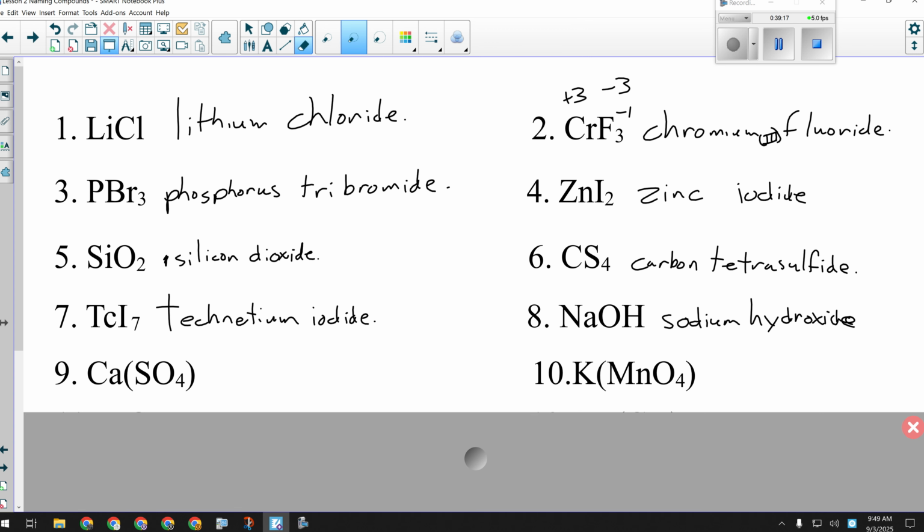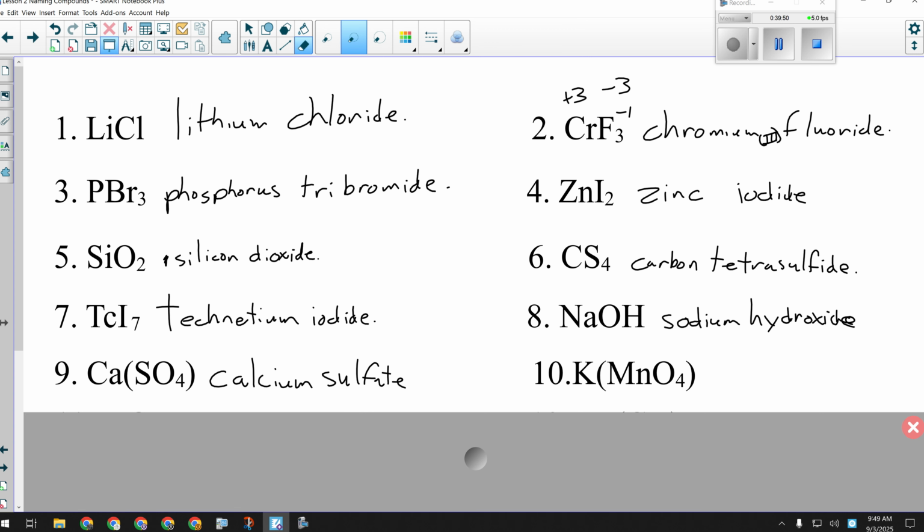How many people have done number 9? All right, let's go over number 9. Another one that's got the polyatomic ion. I put a bracket around it. Didn't need it, but I put it there. Ca is calcium. And what is SO4? Right, sulfate. I did have a couple people who asked, do I go sulfate-ide? Nope. Polyatomic ion, you just write it as it appears in the box on the top of the periodic table.